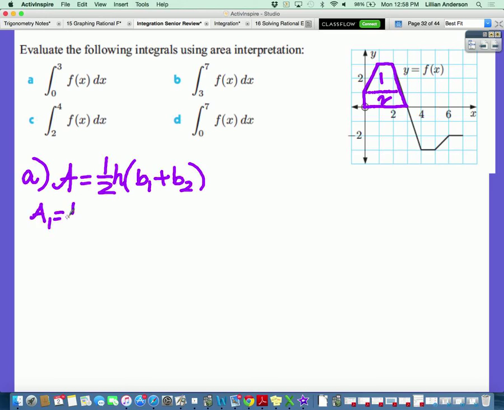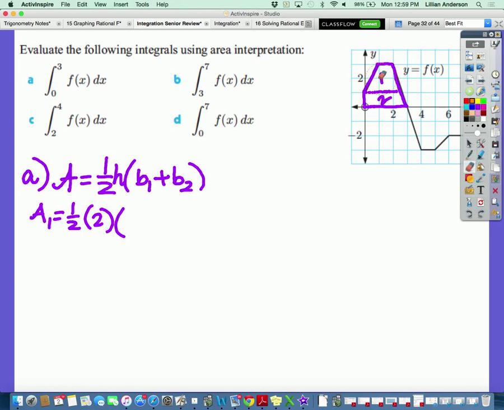So it's gonna be 1/2. What's the height of that trapezoid? It's gonna be 2. And then our 2 bases are 1 and 2.5. Kind of hard to tell. I guess maybe we should split the other way so we can get a better idea. Okay. Well, let's change this.